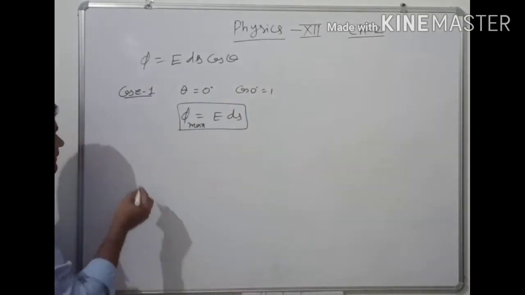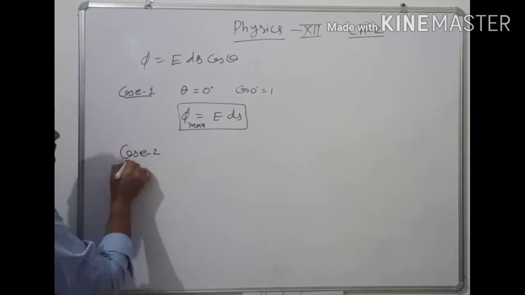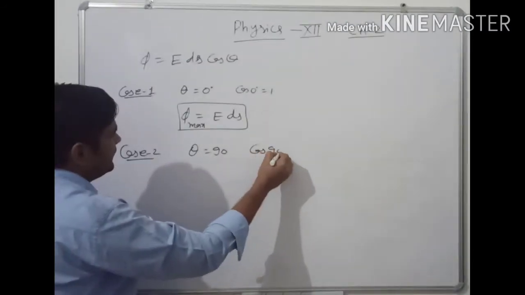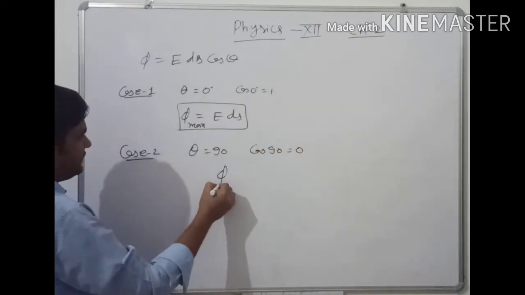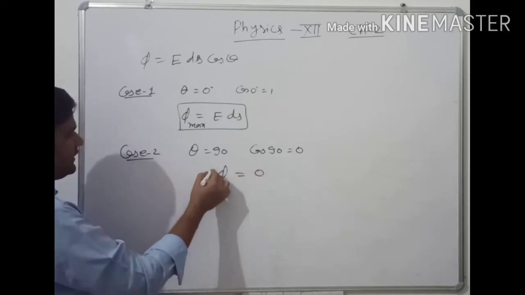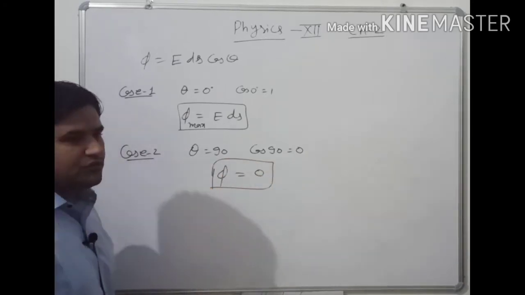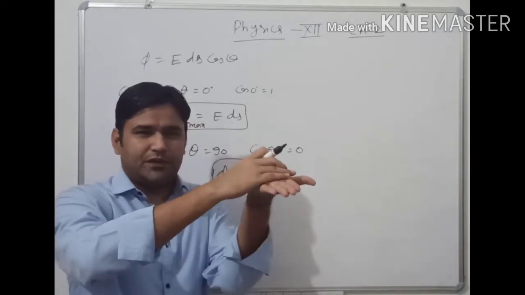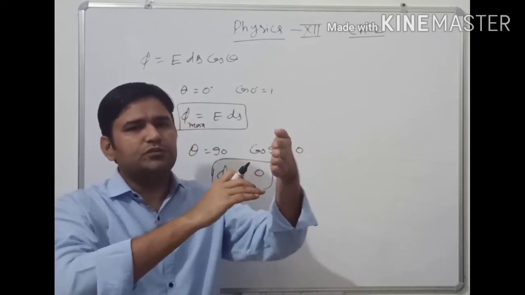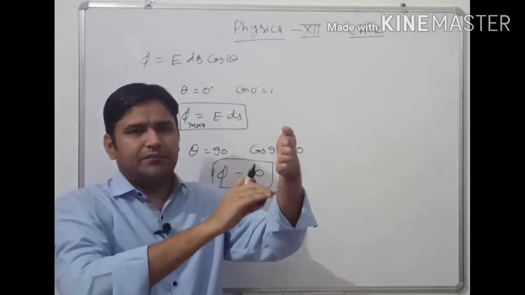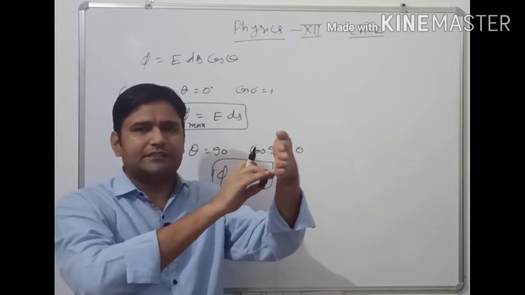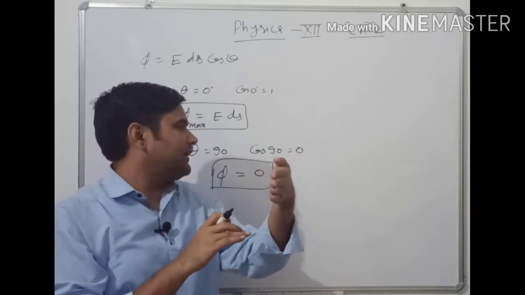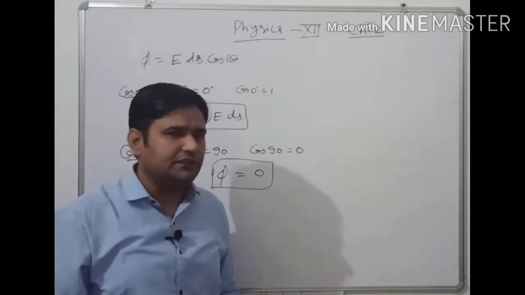Okay, next case number 2: theta equal to 90 degree. In this case cos 90 is equal to 0 and phi is equal to 0. When we place the surface parallel, then instead of the 0 degree formulation, it is moved like this. Now it is the minimum number of electric field lines passing through that particular closed surface, that's why the electric flux is 0.